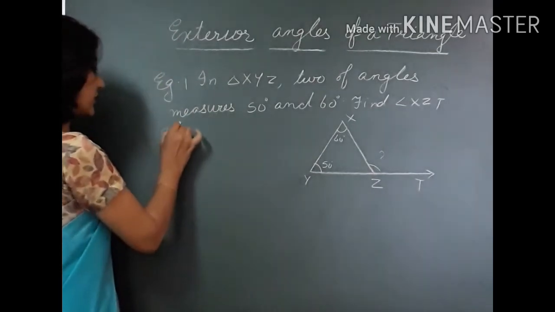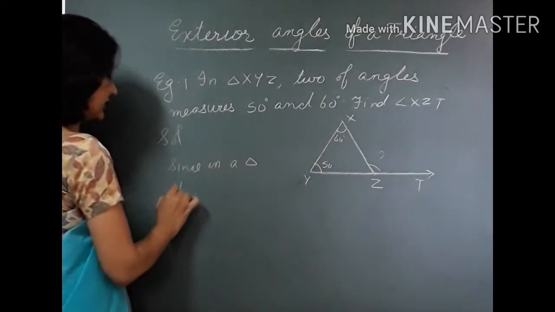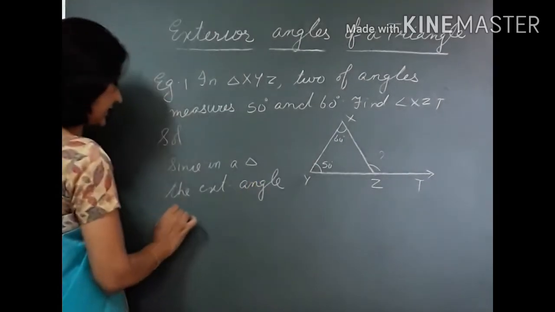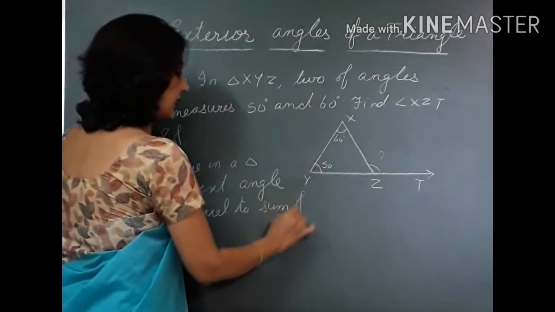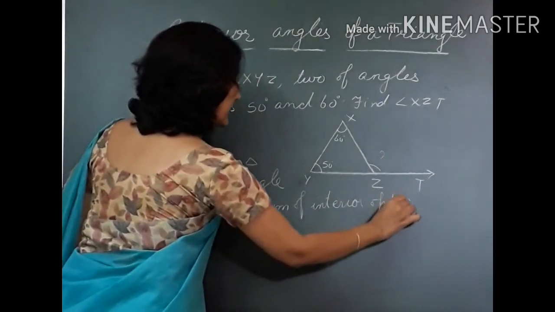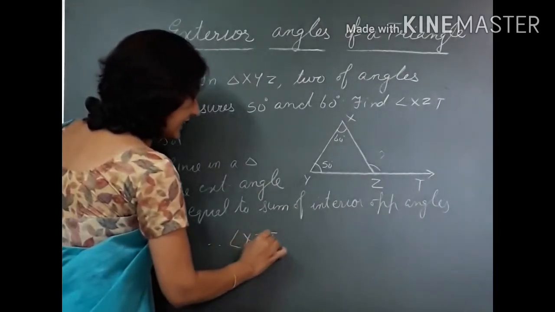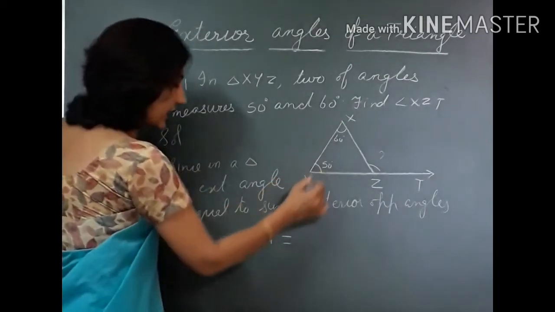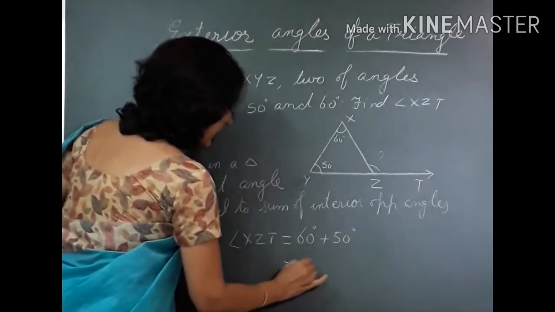So in the solution, first you will write: since in a triangle the exterior angle is equal to the sum of interior opposite angles, therefore angle XZT is equal to, now the opposite angles are these, these are interior opposite angles, so it will be equal to 60 degrees plus 50 degrees, that is equal to 110 degrees.